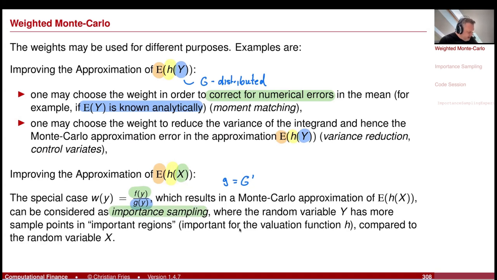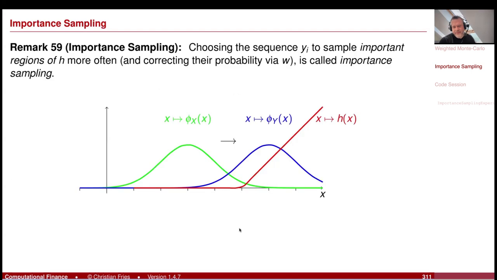So the random variable Y is now such that more important regions are sampled more frequently compared to what the random variable X would do. So before I go through this, here is a small picture of an application. So consider the function h to be, for example, like this. It is 0 here, and then it is linear here. So like for a call option. So now your random variable X has this density here. So this means it will sample many points in this region here, which means that in your Monte Carlo sum, there are a lot of zeros. 0 plus 0 plus 0, because h applied to this X from this region here is always 0.